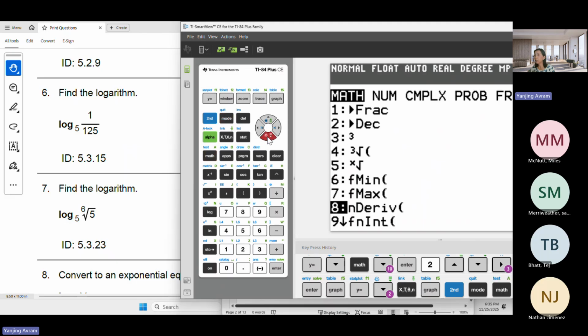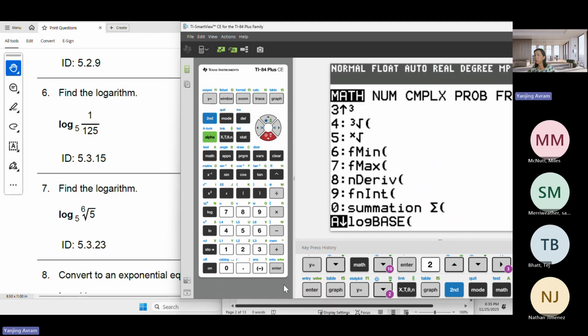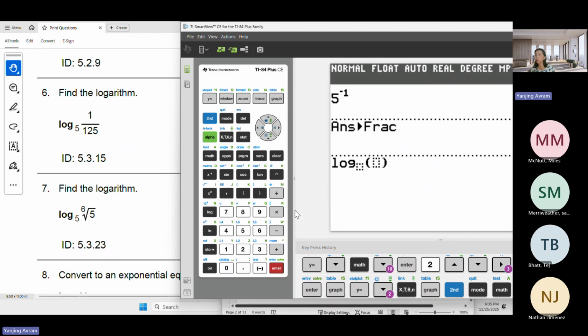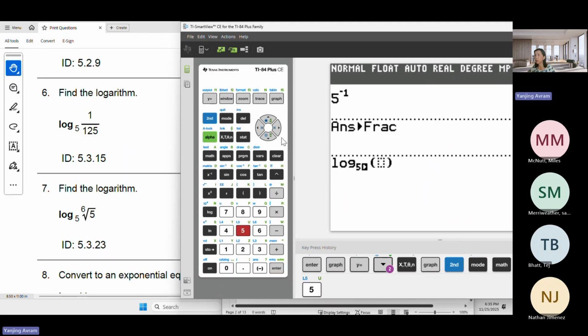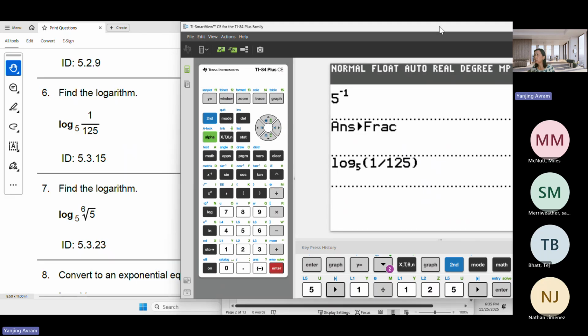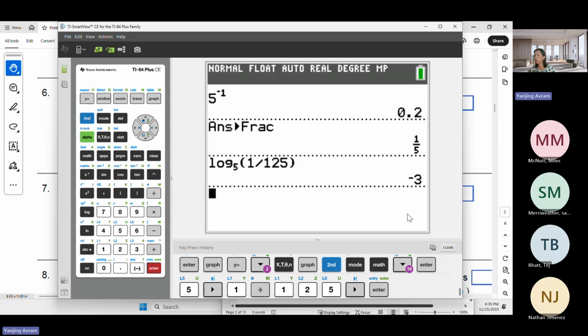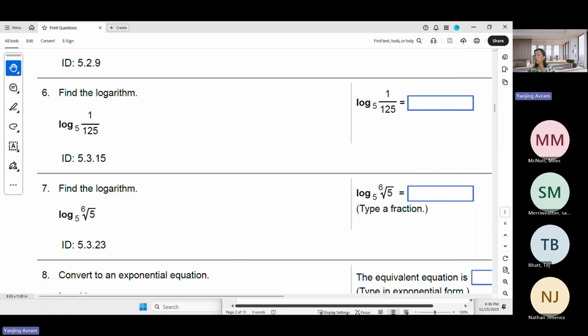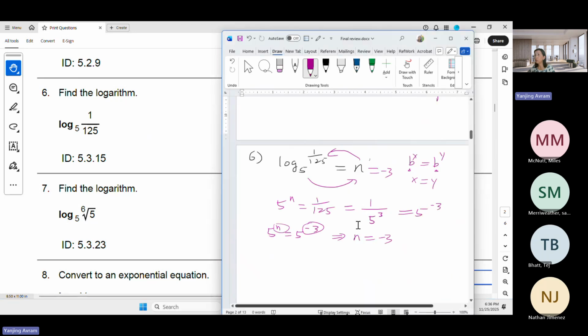Go to the log base. All right. If you don't have a log base, we will have a change of base formula later on. And then you have 1 over 125. So double check. This one is equal to -3. All right, so that's using the calculator in here. But I just used algebra to solve, changing the log into an exponential equation.